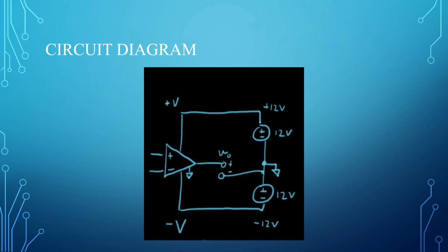At this point, it should be kept in mind that the output will not exceed the power supply, which is 12 volts in this example, so the output of this circuit will be between positive 12 and negative 12.